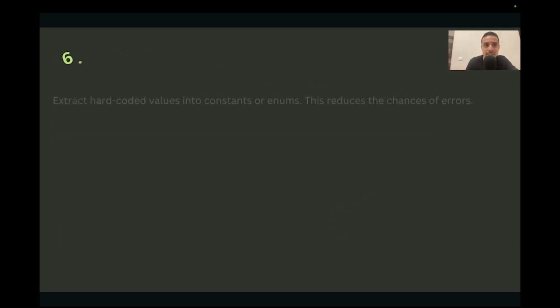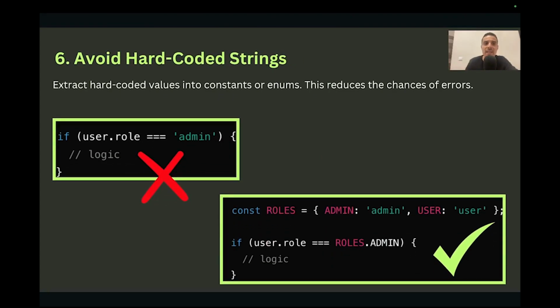Number 6 in the list is avoiding hard-coded strings. Always try to extract hard-coded values into constants or enums, because this will reduce the chance of errors. We are all humans and we all make mistakes.